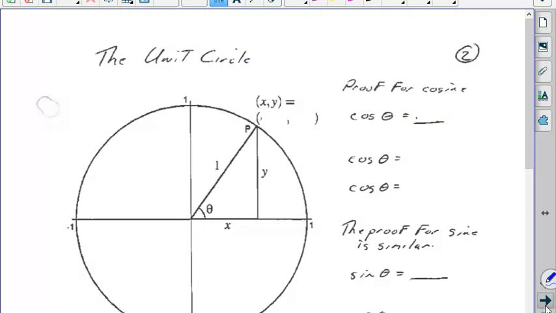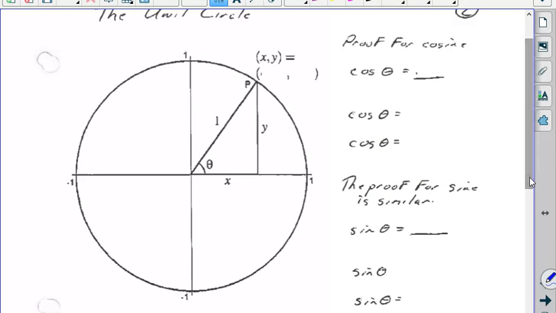Questions? By basic definition, Alexis, what is cosine in terms of your triangle, opposite, adjacent, hypotenuse? Cosine is the adjacent over the hypotenuse.